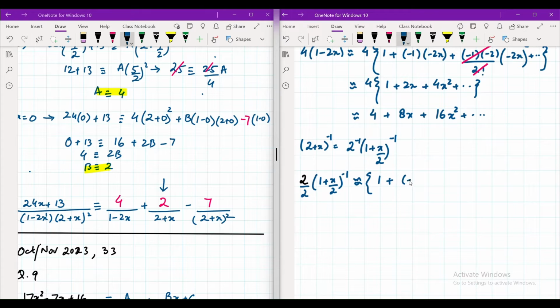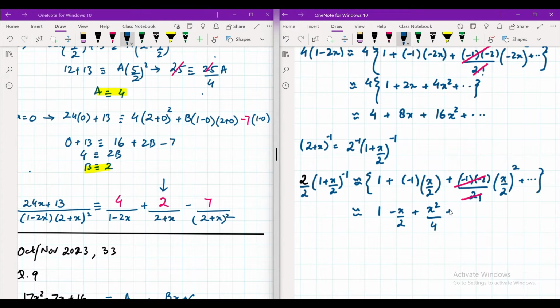1 plus (-1) times x over 2 plus (-1)(-2) over 2 factorial times x over 2 whole squared, and that's our expansion. So let's simplify. 1 minus x over 2. Again, minus 1 times minus 2 is 2. The 2 factorial is the same. And then we have x squared over 4. Continue.